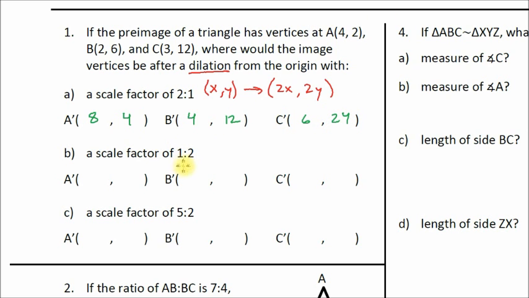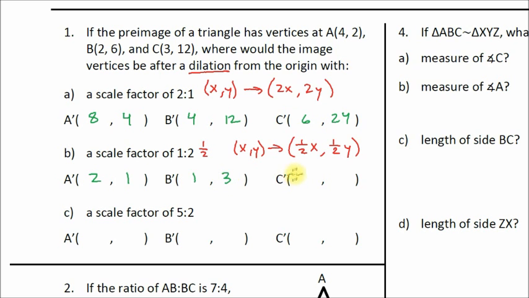A scale factor of 1 to 2. Well, 1 to 2 is actually 1/2. That means our transformation notation is going to look like this. We're going to take the current x and y values and we're going to multiply them by 1/2, or cut them in half. So now you can take a look at A. The x value was 4. 4 times 1/2 is 2. 2 times 1/2 is 1. And then so on. Go ahead and do these and check your work.